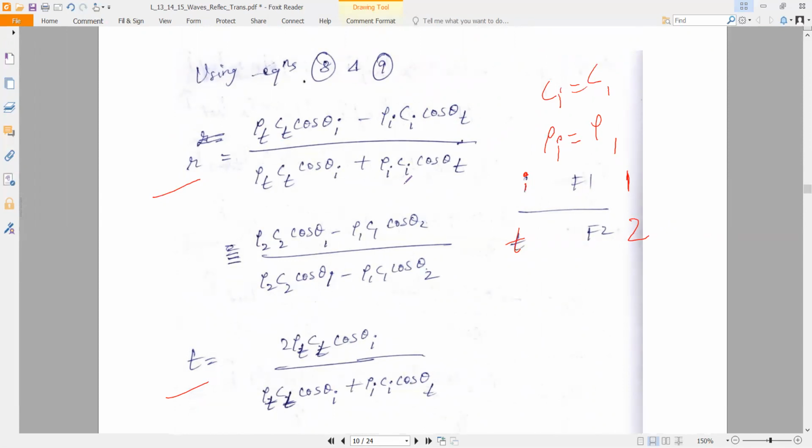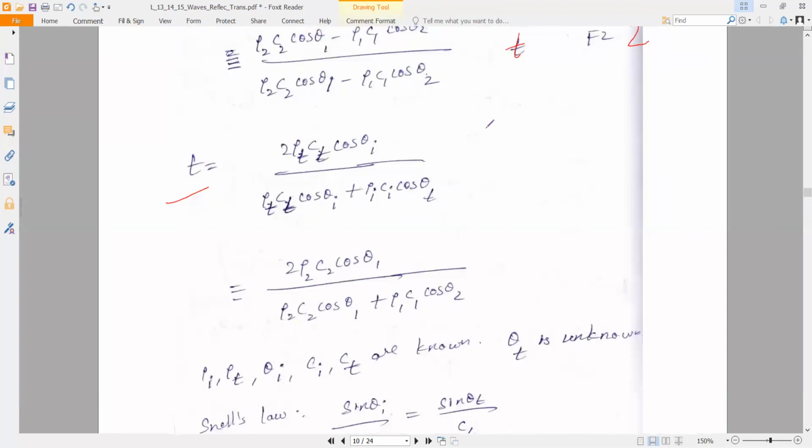Okay, but the key point is this: your reflection coefficient for a plane wave is dependent on the material properties rho_t, c_t, rho_i, and c_i, as well as the angle of incidence and angle of transmission. We know the angle of incidence. Since we know the fluids, we know rho_i, c_i, rho_t, and c_t. But how do we identify theta_t, which is the transmitted angle? We will use Snell's law.